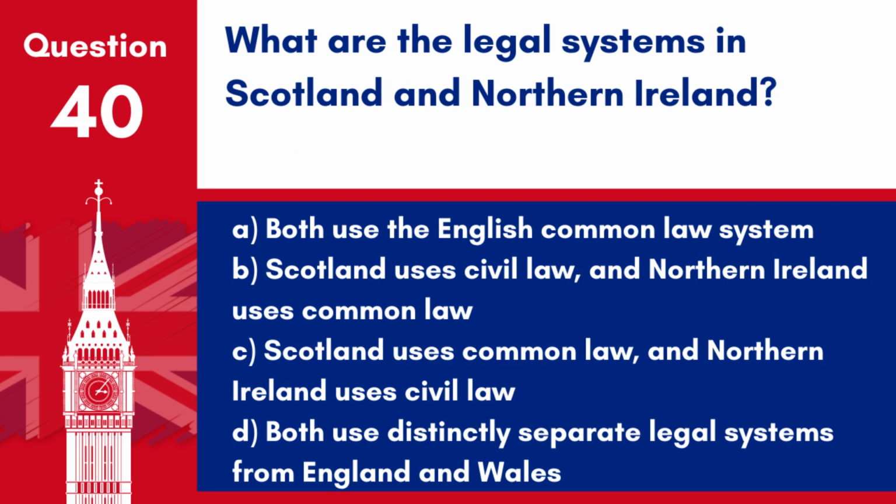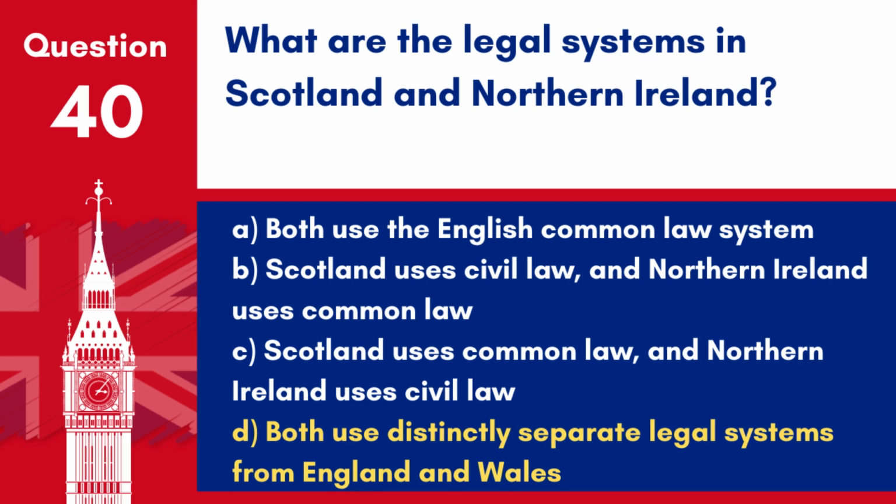Question 40. What are the legal systems in Scotland and Northern Ireland? A. Both use the English common law system. B. Scotland uses civil law and Northern Ireland uses common law. C. Scotland uses common law and Northern Ireland uses civil law. D. Both use distinctly separate legal systems from England and Wales.